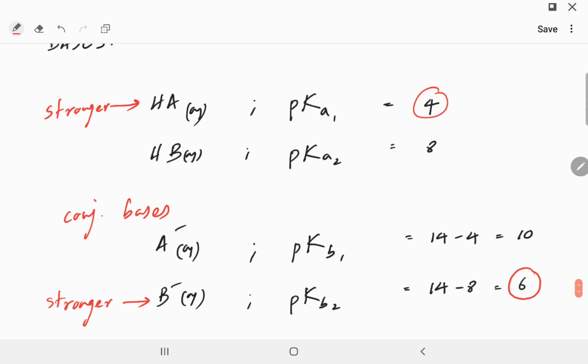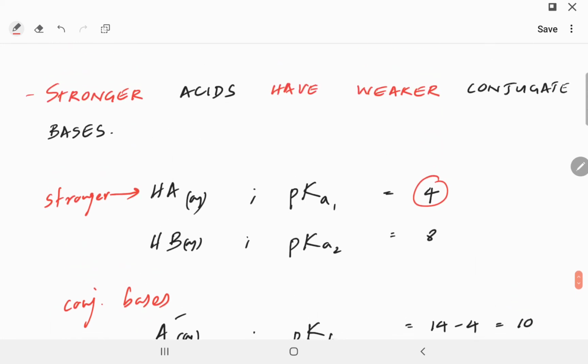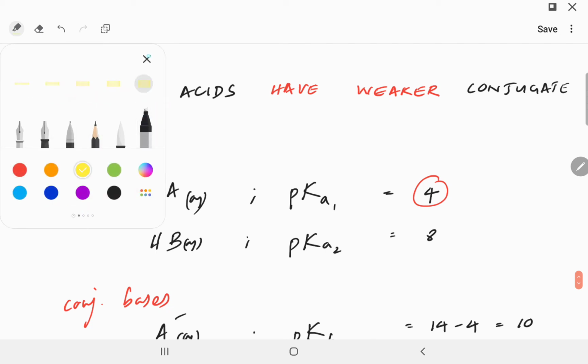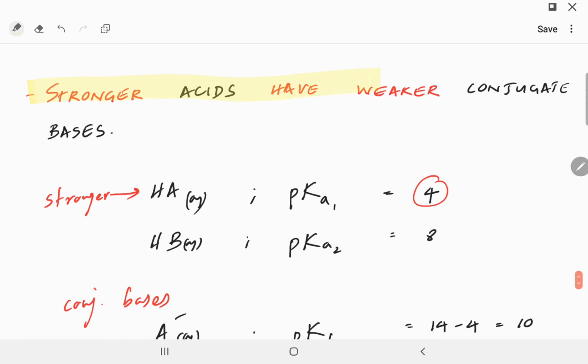Which means if an acid has a lower pKa, its conjugate base will have a higher pKb and be weaker. So basically, stronger acids have weaker conjugate bases. In conclusion, stronger acids have weaker conjugate bases and vice versa, which means weaker acids will have stronger conjugate bases. It is very important that you remember this conclusion.